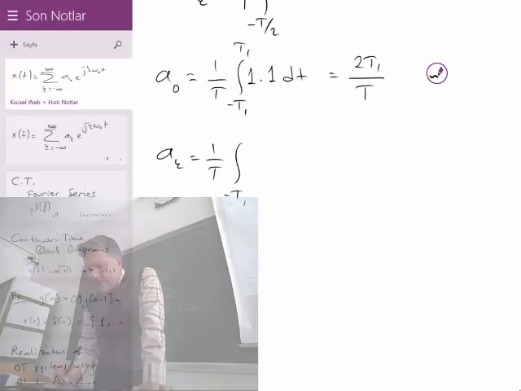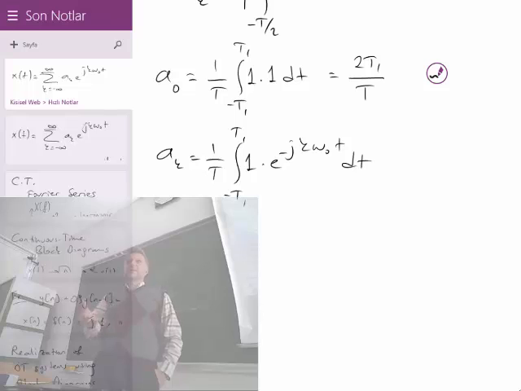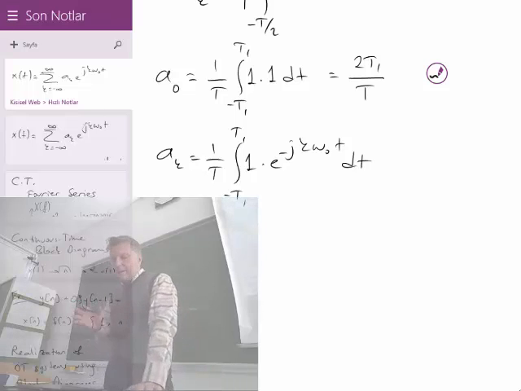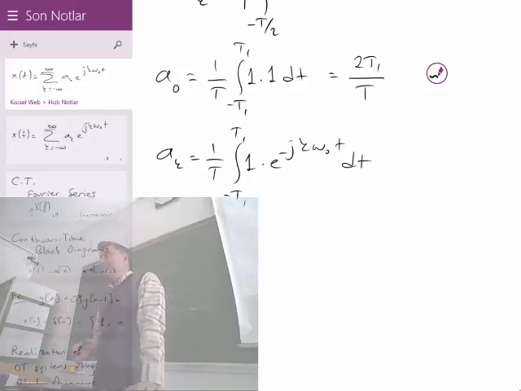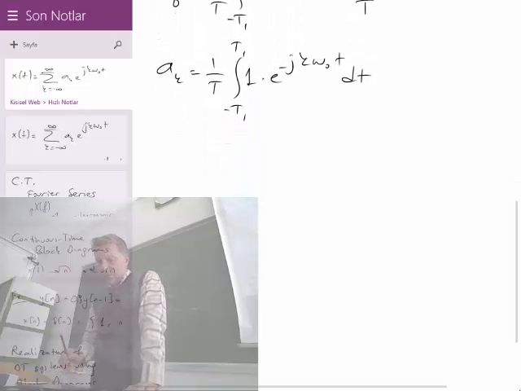Again, from minus T1 to T1 is reasonable, because otherwise it's all zeros. 1 times e to the minus j k omega 0 t. What is omega 0? Well, let's keep it as omega 0. It is 2 pi over capital T, if you wish. You can also write it like that, but that's not very important. We somehow need to integrate this. Exponent integration is one of the easier integrals, so we can proceed.